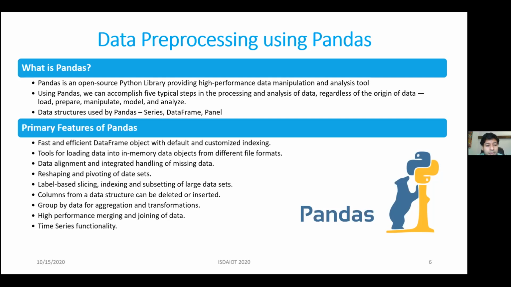Then there are label-based slicing, indexing, and subsetting of large data sets. The columns from a data structure can be deleted and inserted very efficiently. The data can be grouped for aggregation and transformation, and high performance merging and joining of data is also provided by Pandas. And there is time series functionality, so data can be stored as a time series. That means it is a sequence of data, but each data point is associated with a timestamp.